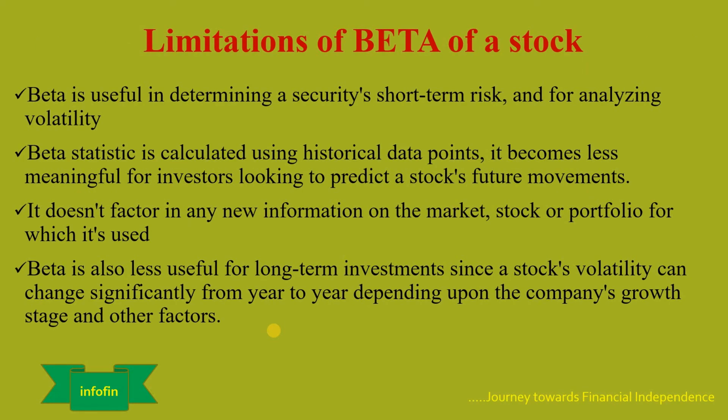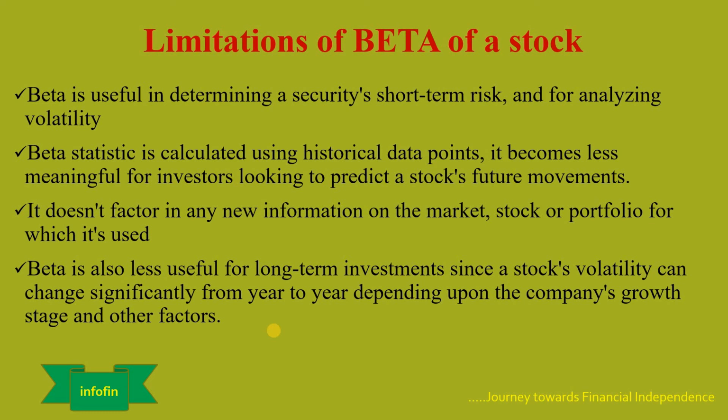Then, as everything has some positive things and also some negative sides, here are the limitations of beta of a stock. Number one, beta is useful in determining a security's short-term risk for analyzing volatility. It is used for determining short-term risk, so it cannot be a good tool for investors. It normally calculates historical volatility, and when investing we need to look at future volatility also. So it is not very helpful for investing purposes, since it denotes the present situation compared to the historical volatility.